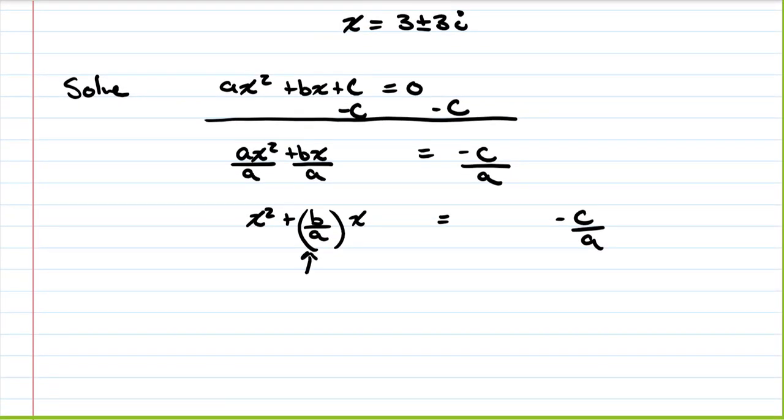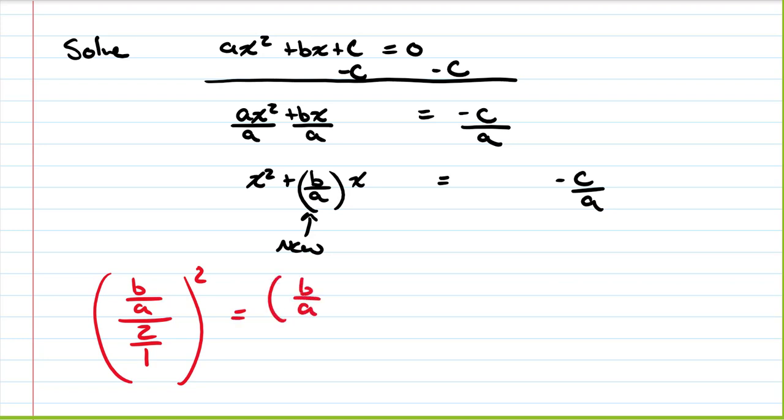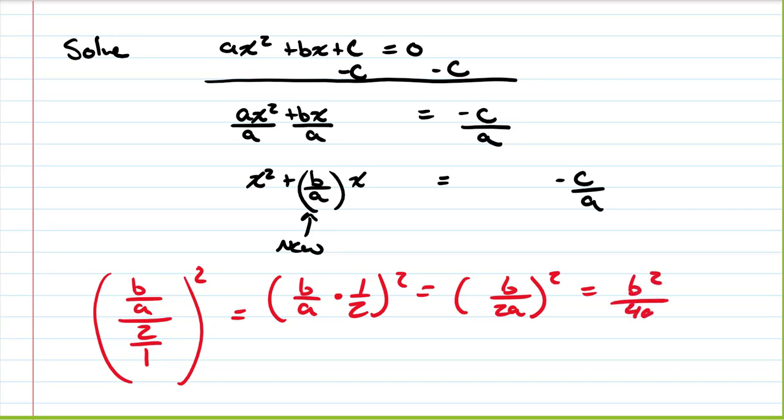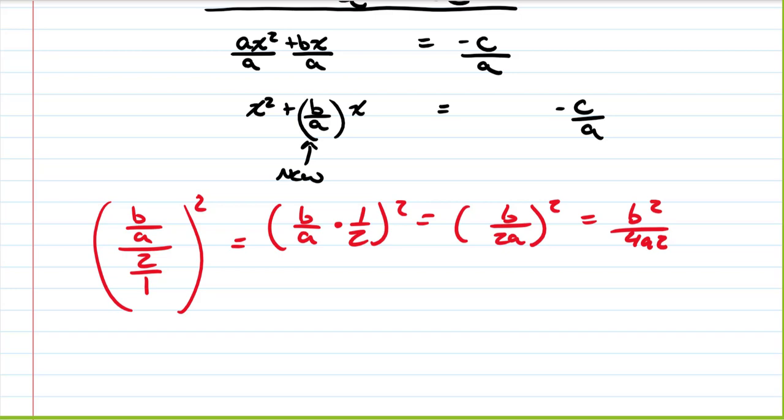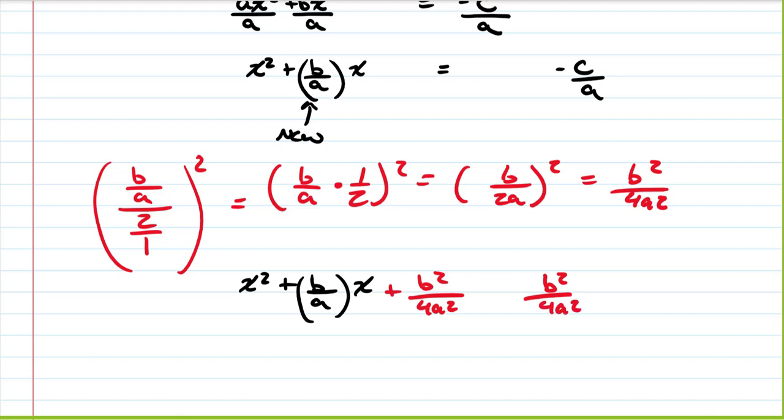So fast forward back to here, this is our new b term. So we need to take half of b over a, so b over a over 2, which we'll write as a fraction as 2 over 1 and square it. So that's b over a times the reciprocal of 2 over 1, which is 1/2, squared. So that's b over 2a squared, so we get b squared over 4a squared. This is what we're going to need to add to both sides of that equation. So we have x squared plus b over a x, and then we're going to add b squared over 4a squared, but if I do it to one side, I have to do the same thing to the other, and then minus c over a.